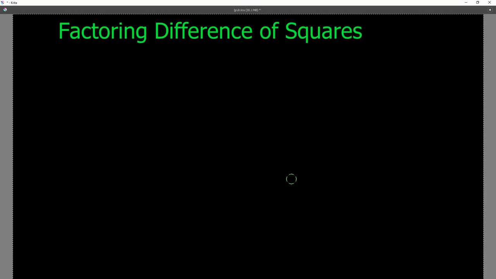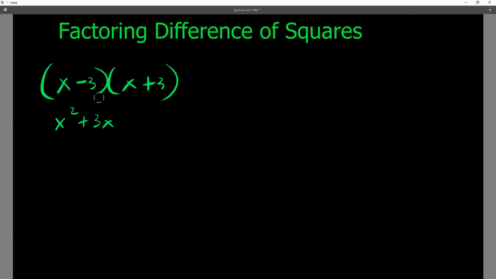So today we're talking about factoring a particular pattern. Before we talk about that pattern, we want to take a look at these guys. If you have x minus 3 times x plus 3, and you want to multiply them together, let's multiply them out. I have x squared, and then plus 3x, and then minus 3x, and then minus 9. You see how the plus 3x and the minus 3x cancel each other out, just like how we did the conjugates. So you have just x squared minus 9.